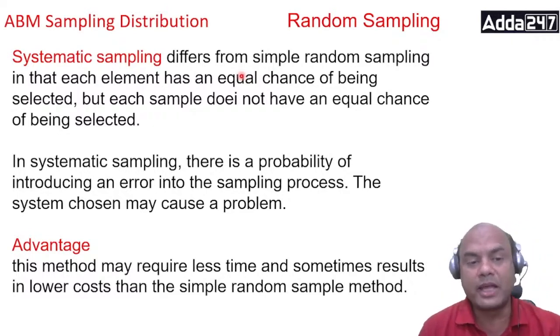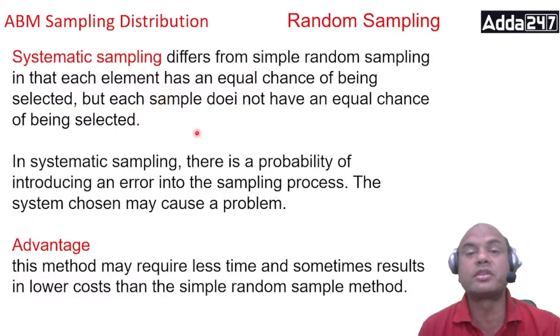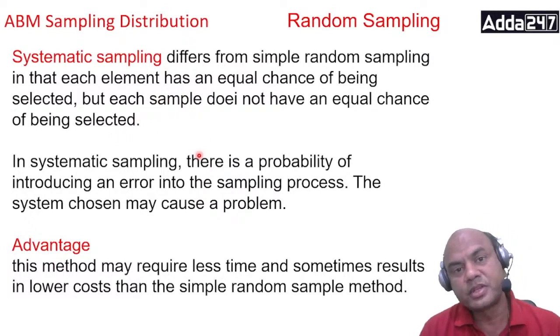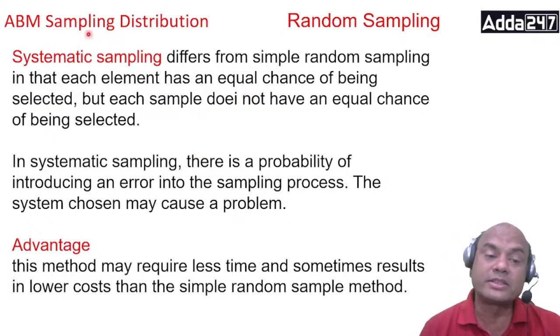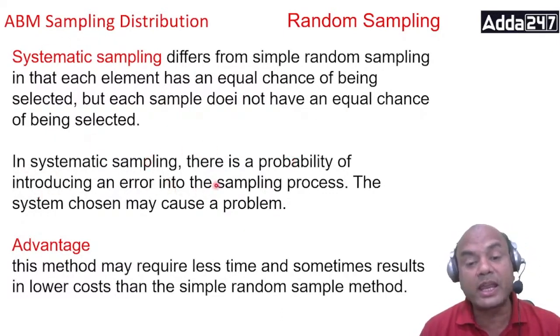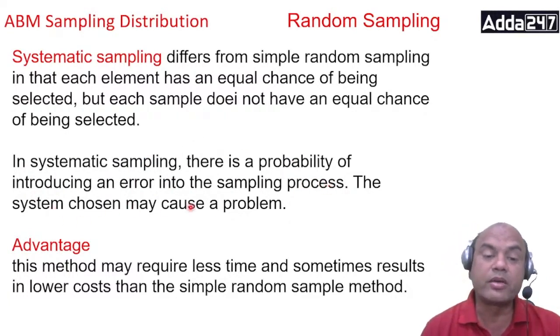So that means each element has an equal chance, but each sample does not, because the one who will be standing fourth will not get selected. So each sample does not have an equal chance in systematic sampling. In systematic sampling, there is a probability of introducing an error into the sampling process. The system chosen may cause a problem.